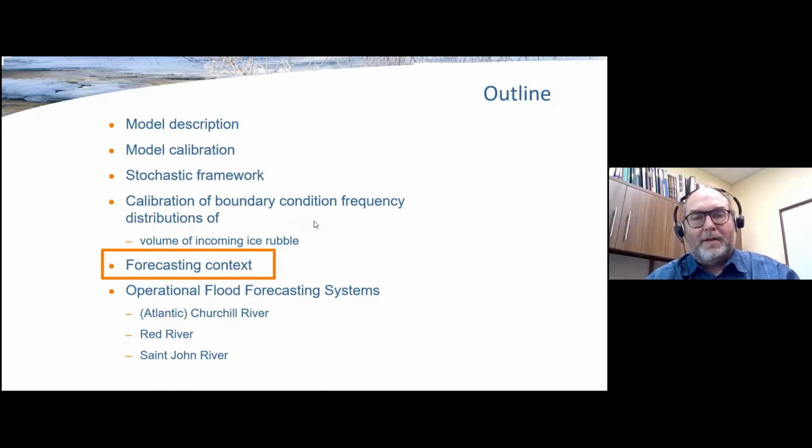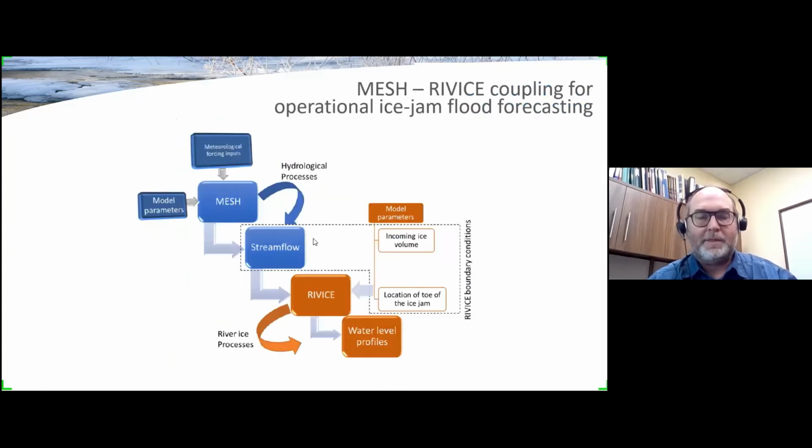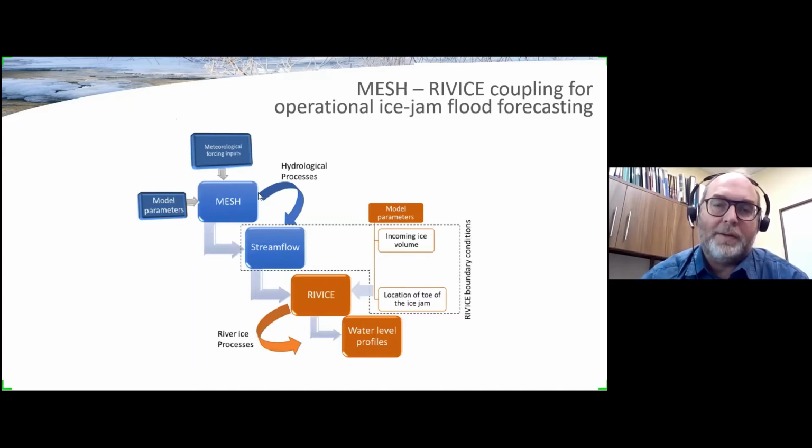So now we've got it calibrated, our framework. So now let's put it into a forecasting context. And for this, I need forecasted flows. In this particular example, we used the hydrological model MESH, and this work was actually carried out by Prabin for his PhD, and he was able to give us 10-day forecasts of flow for the Athabasca.